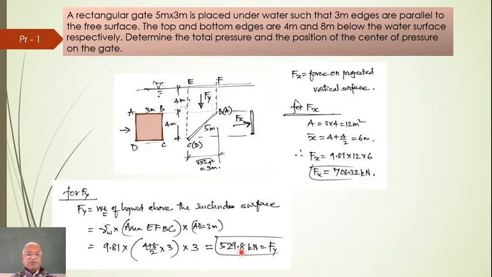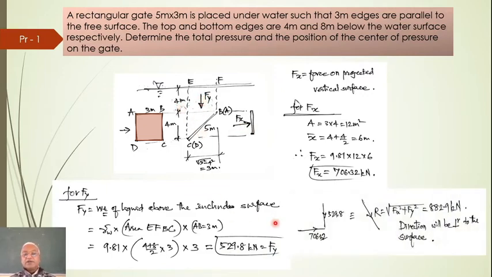So anyway, Fy comes out to be 529.8 kilonewton. This is Fy, vertically downwards. Now the resultant of these two will be acting on this surface, so we'll find the resultant. If you depict it in pictorial form, Fy of 529.8 is vertically downwards and Fx of 706.32 is rightwards. So this is equivalent to a resultant force like that, which is given by the square root of Fx squared plus Fy squared, and interestingly it comes out to be 882.9 kilonewtons, and this will be exactly perpendicular to the surface, right?